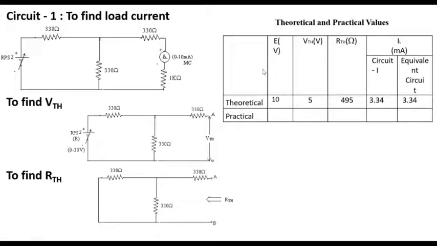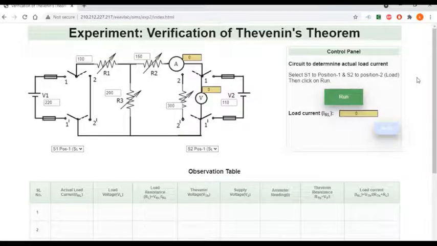You need to note down the values in the tabulation. Initially you set the RPS to 10 volt, and using the voltmeter across this point, you have measured 5 volt, and the equivalent resistance between these two terminals is 495 ohms. After you make the equivalent circuit, the current flow through that is 3.3 milliampere. So we can see a demo.